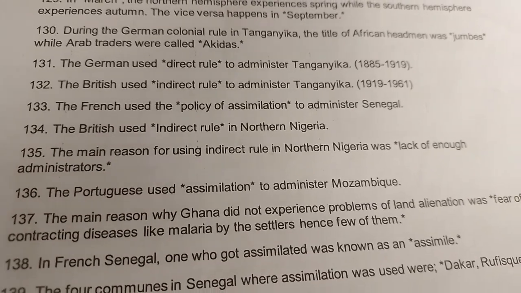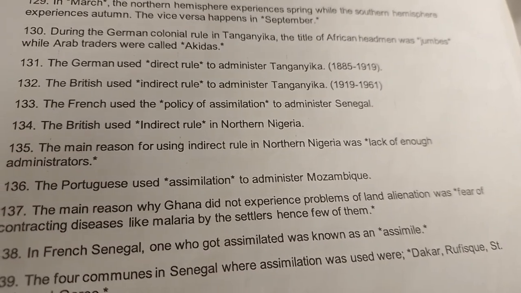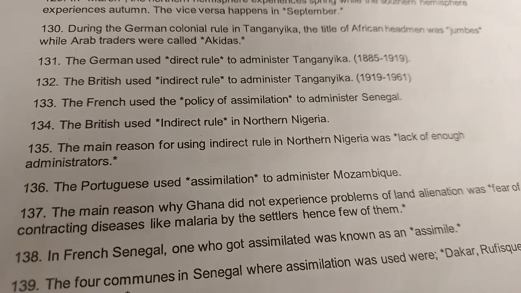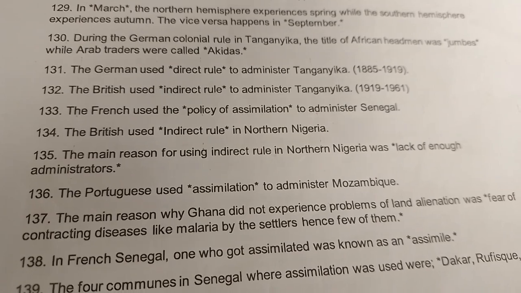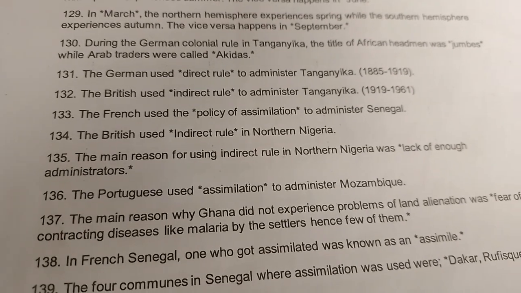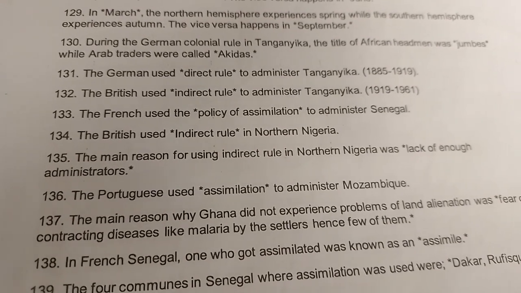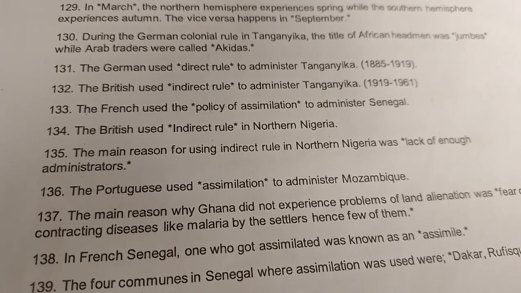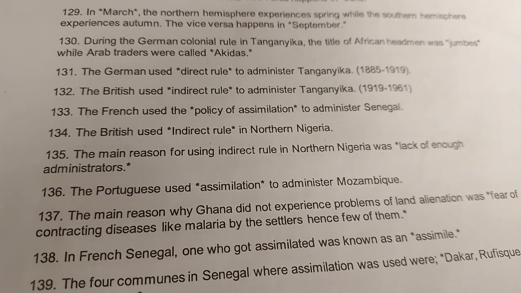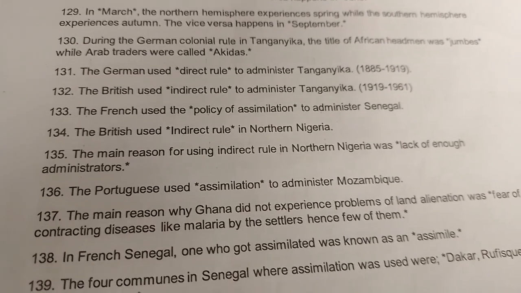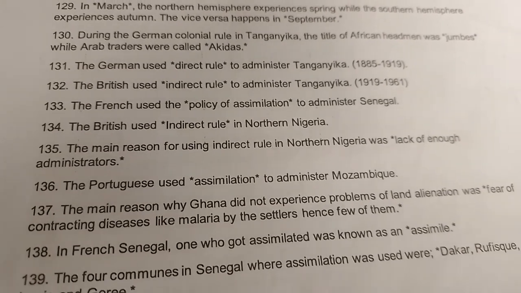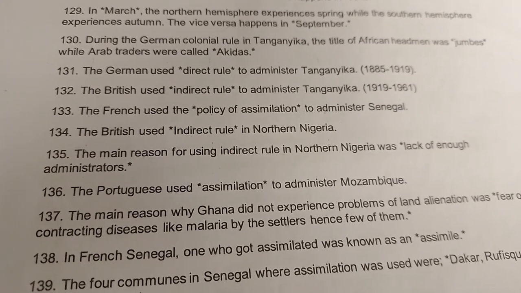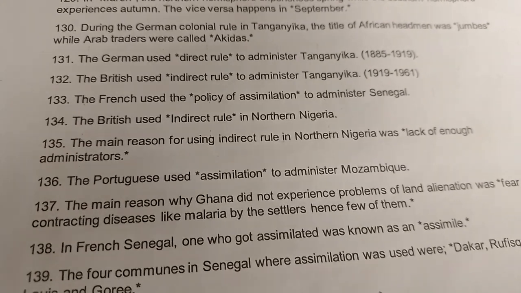The main reason why Ghana did not experience problems of land alienation was the fear of contracting diseases like malaria by the settlers, hence few of them came. Remember, Ghana is found in an equatorial region whereby the climate is hot and wet, with a lot of convectional rainfall. The climate discouraged much land alienation because the white men feared being attacked by diseases like malaria.